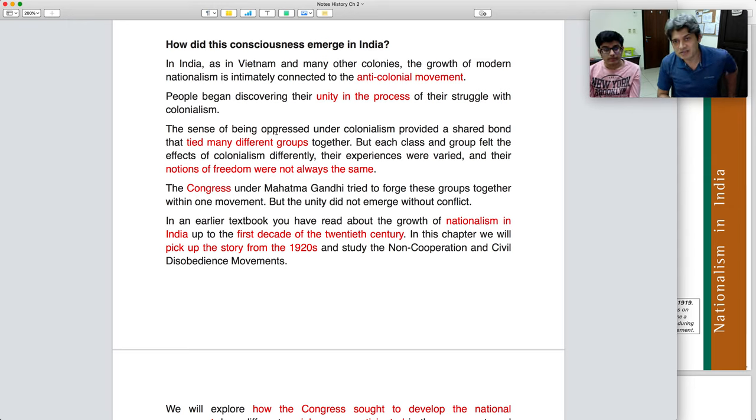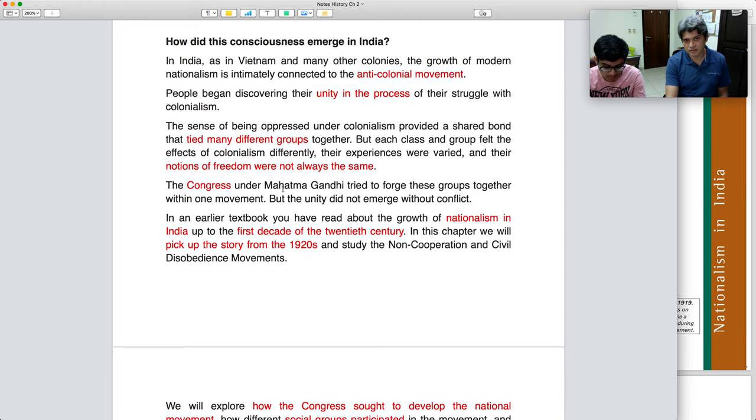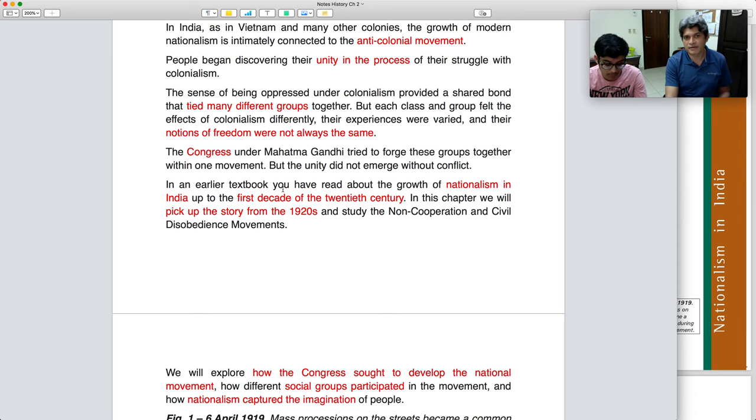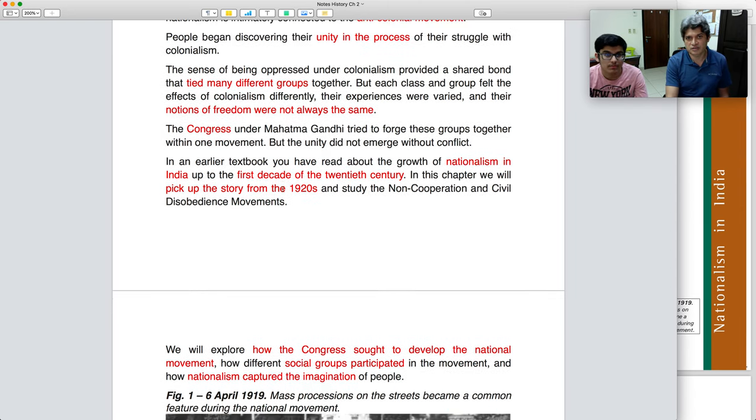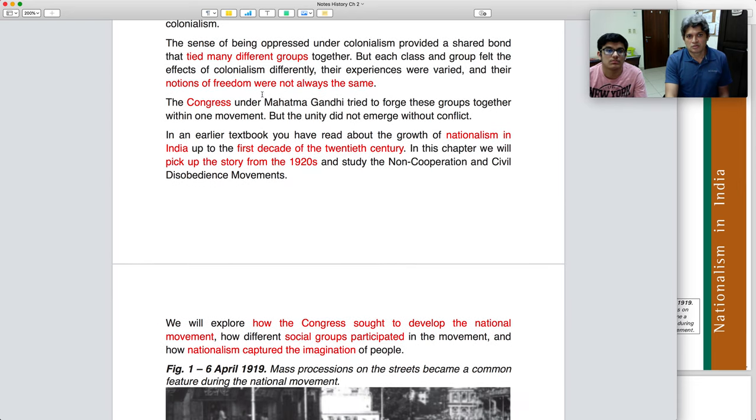But each class and group felt the effect of colonialism differently. If you remember, in European nationalism also, different people had different expectations and aspirations from this process of freedom from dynasty rule. Likewise, in India also, the peasants, the business class, the politicians, everyone had different aspirations and expectations from freedom. So they had different reasons for participating in this anti-colonial movement. Their notions of freedom were not always the same.